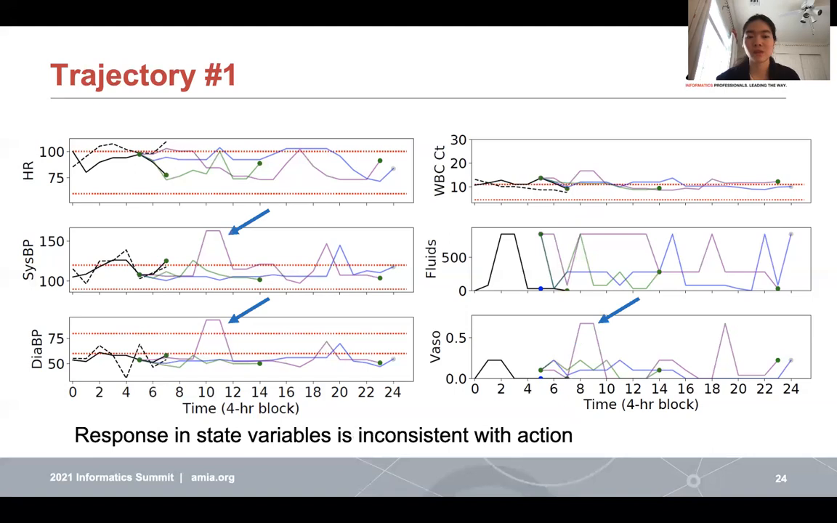The response in the state variables is also inconsistent with the action. High levels of vasopressors are administered in the purple model-based rollout at step 8, and yet the blood pressure did not rise until step 10 for this patient, when we would expect the effect to be much more immediate.